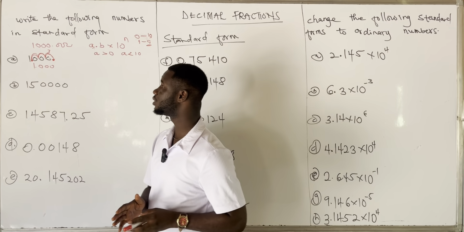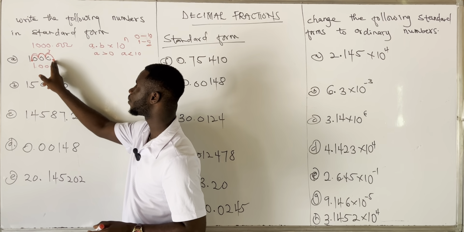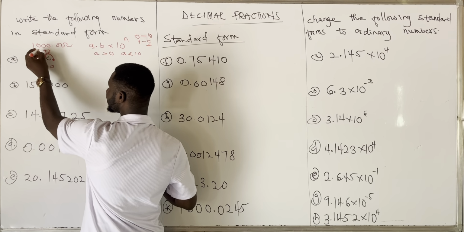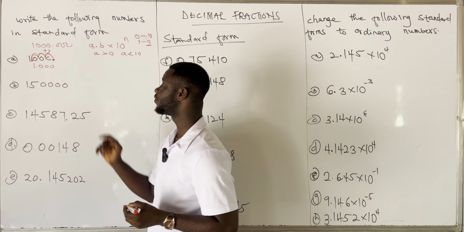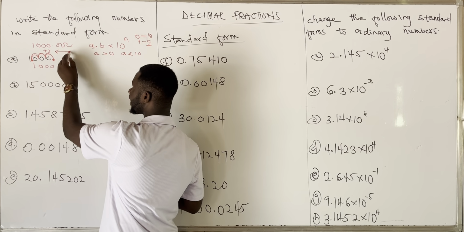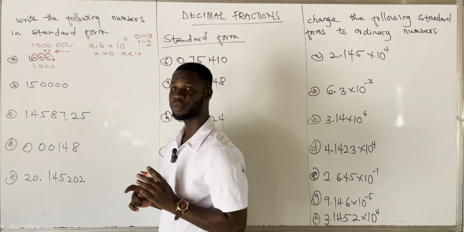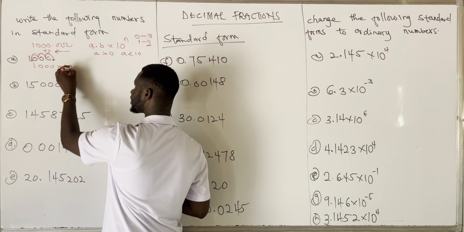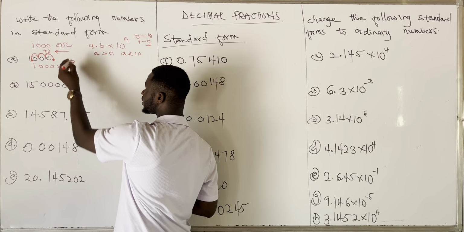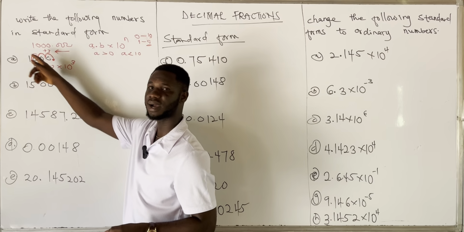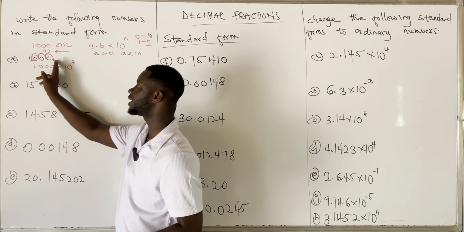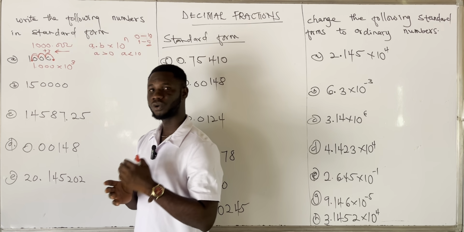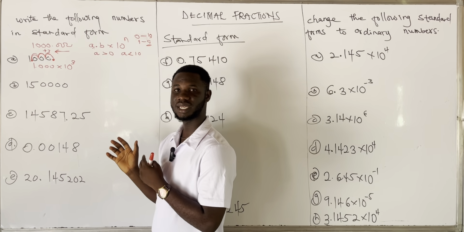This is what you need to know. If you move it from your right to left, you are going to get a positive number, a positive power. So we are going to multiply 1.000 times 10 raised to the power positive 3. We moved it 3 places to our left. So anytime you move from your right to left, you are going to get a positive power. And if you move it from your left to right, you are going to get a negative power.